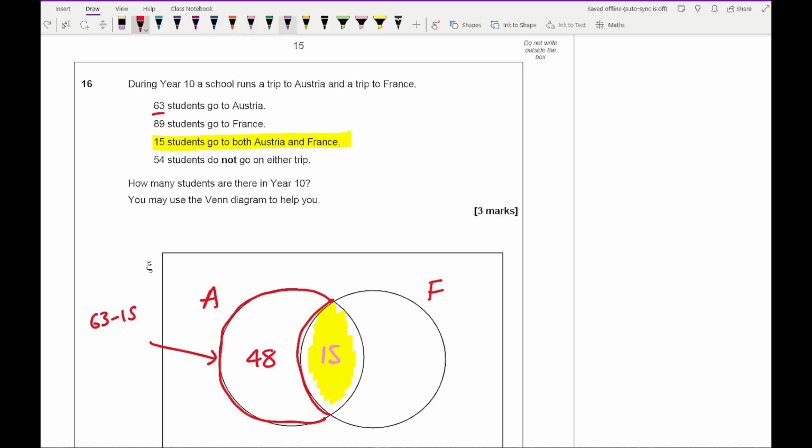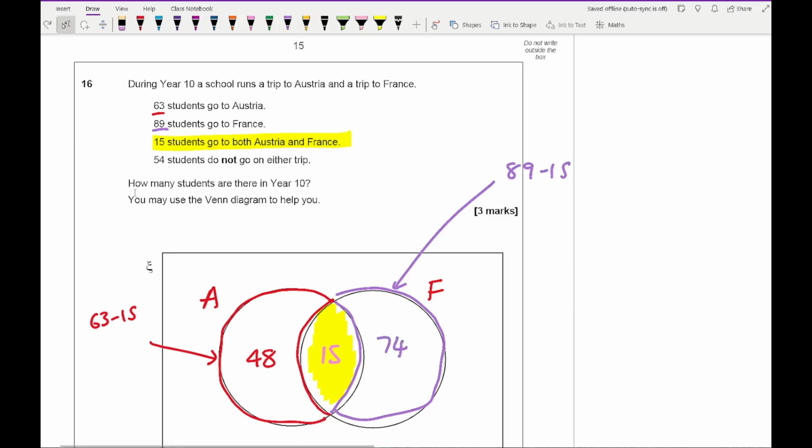Then to work out the corresponding part for France, we know that there are 89 students who go to France. So if I do 89 minus 15, I get an answer of 74.